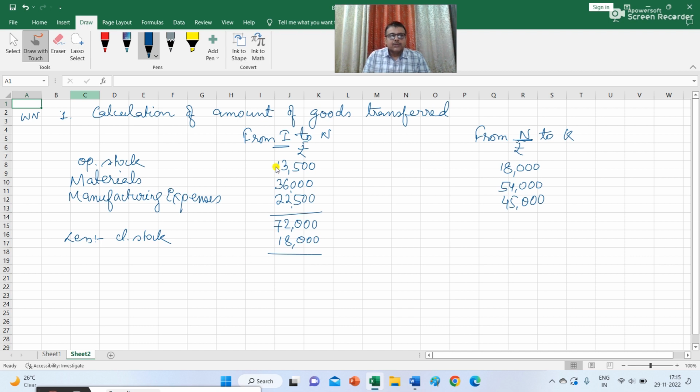Since there was a transfer of goods from Department I to Department N, there will be an item that is the value of stock that was transferred from Department I to Department N. So we will show you shortly. So this is the cost of goods transferred. So 54,000 is the cost of goods transferred from Department I to Department N.